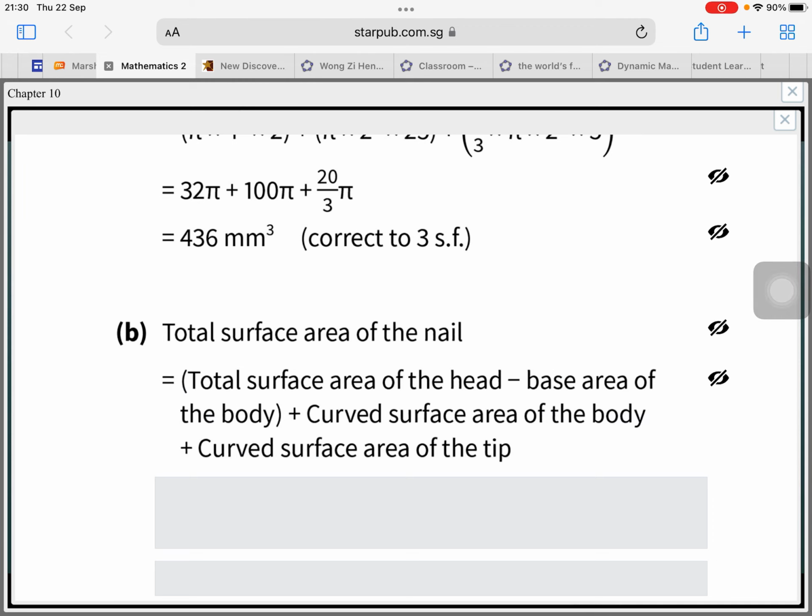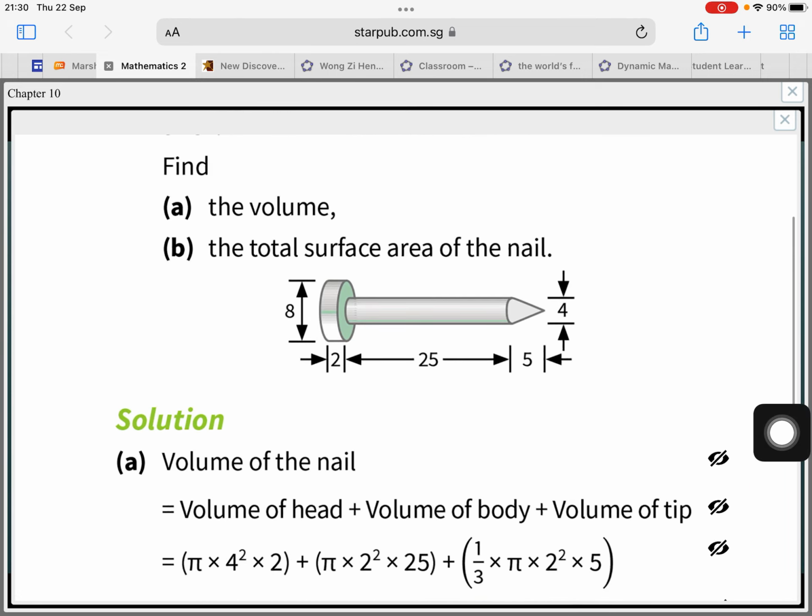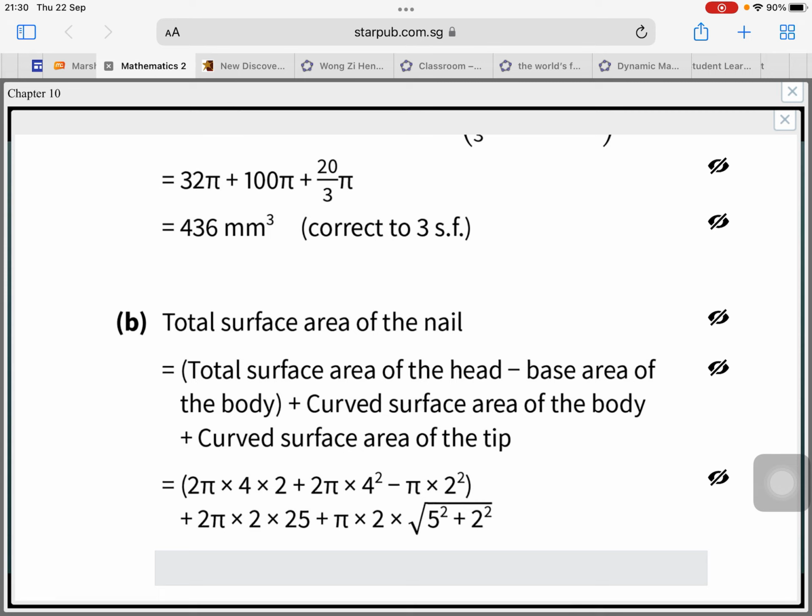So total surface area of the head, minus away the base area of the body. So the total surface area here minus away the smaller part here. Then curved surface area of the body, curved surface area of the tip. Quite a lot of calculations over here, so let's go through them a little step by step.